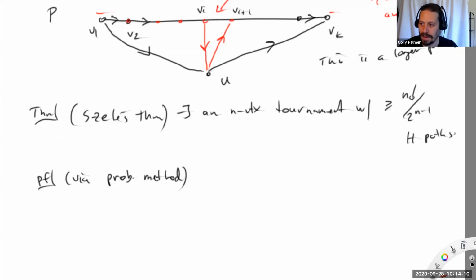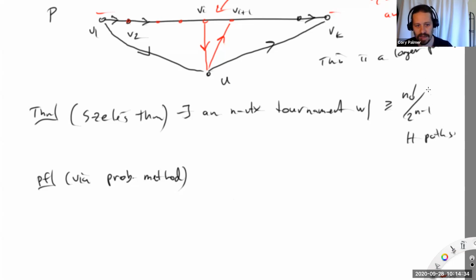Okay, and so what's the idea in a probabilistic method? We're going to create some probability space and then show there's an object in that, and the members of the probability space are tournaments. We're going to look at the expectation of the number of Hamiltonian paths in a random tournament. And we're going to show that expectation is at least this quantity here.